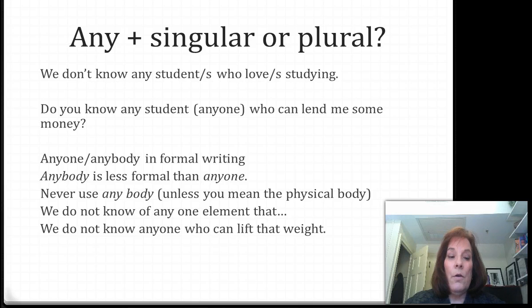But I want you to notice anybody and anyone, in both of those situations, it's one word. If you separate them into two words, it actually changes the meaning. Never use any body with two words unless you mean the physical body. So maybe you come across a crime scene and you say, I don't see any body laying on the road. So that would be the physical body that's laying on the road.